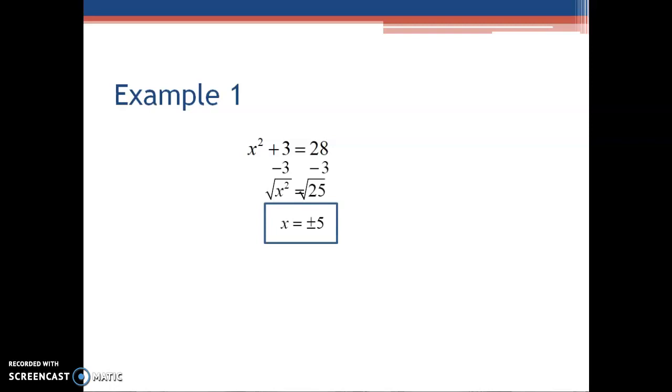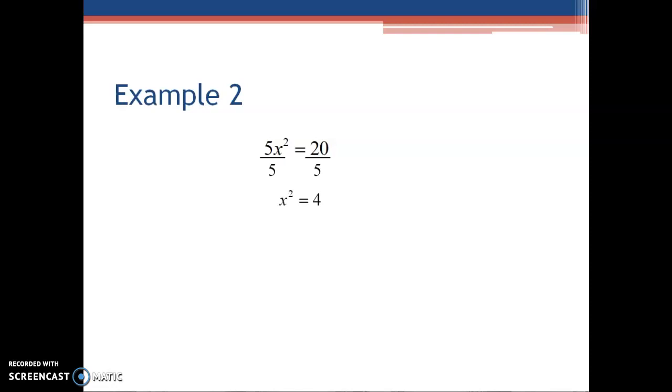Alright, let's take a look at another example. 5x squared equals 20. Again, the first thing we want to do is get what's being squared by itself. Notice here it's only the x that's being squared. The 5 is not being squared. So we want to get that 5 out of the way so that we have x squared by itself. We'll go ahead and divide both sides by 5. And that will leave us with x squared equals 4.